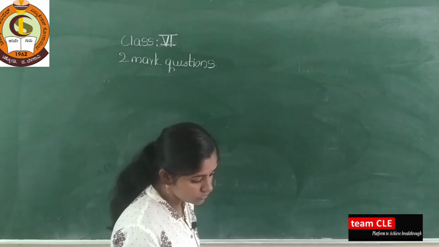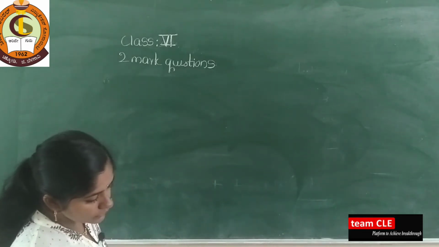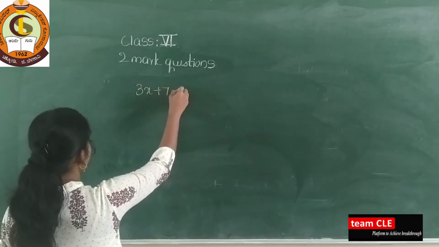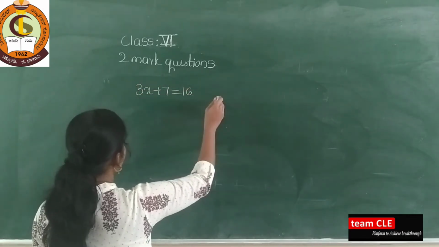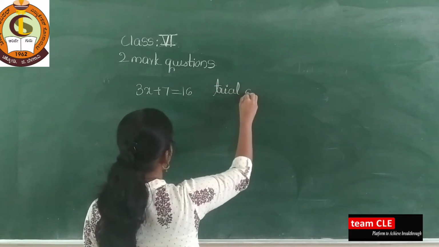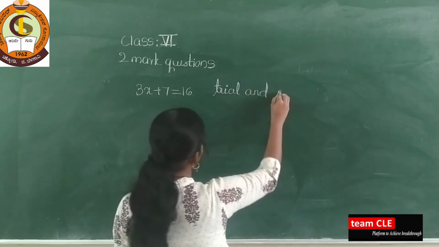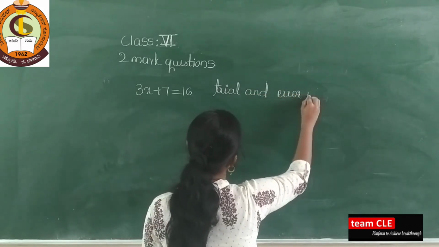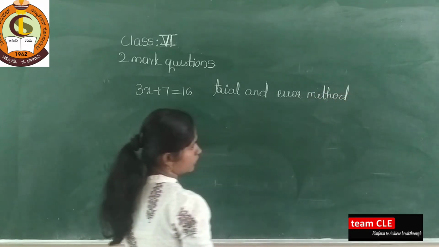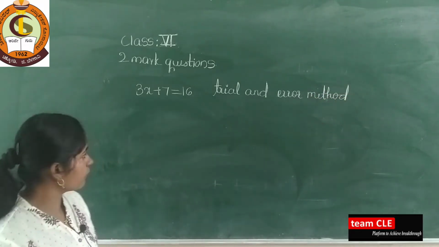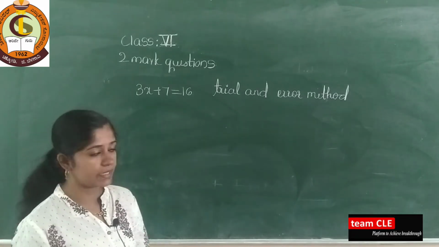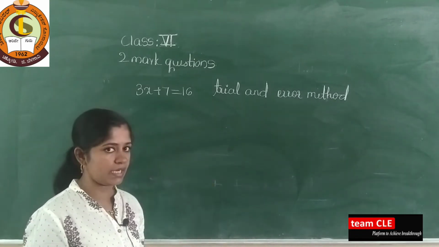So I will take one question. Solve the equation 3x plus 7 is equal to 16 by using trial and error method. Trial and error method, very important questions, dear students. This kind of example you may get in 4 marks also. I will ask the question, solve the equation 3x plus 7 equal to 16 by using trial and error method, means you have to use trial and error method.